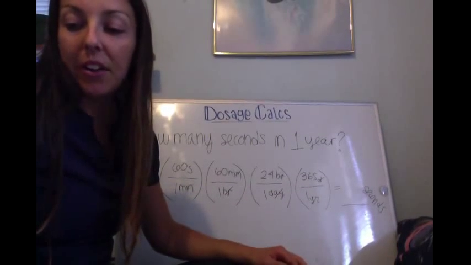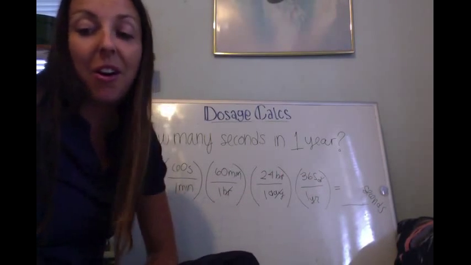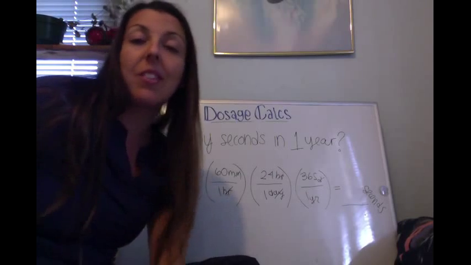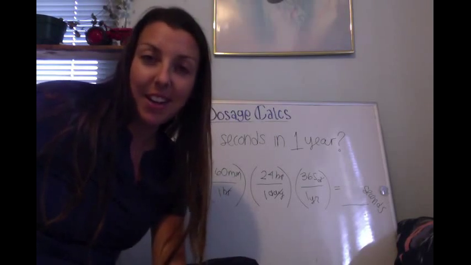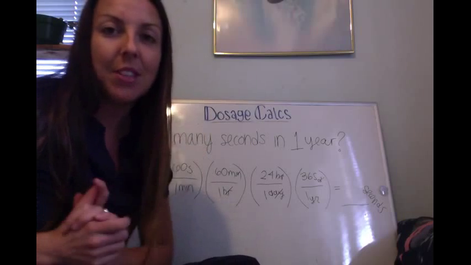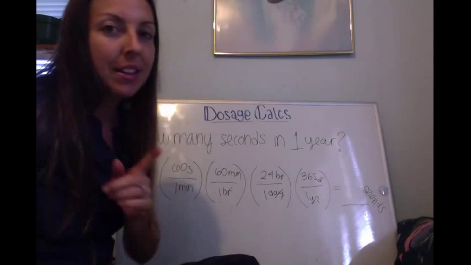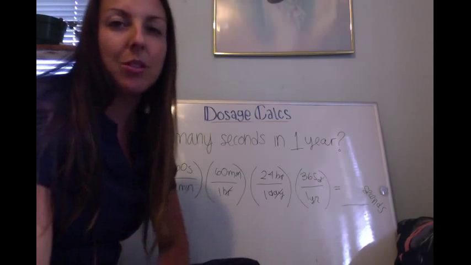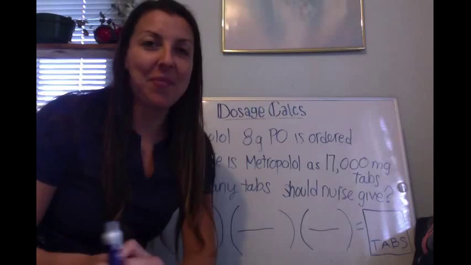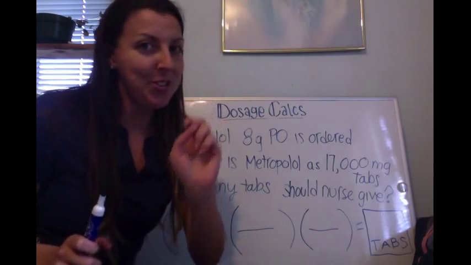So when you do your calculations, what you come up with is there are 31,536 seconds in 1 hour. Okay, just a little refresher to get started. Let's get on to some actual dosage calculations. Ready for our first real equation?